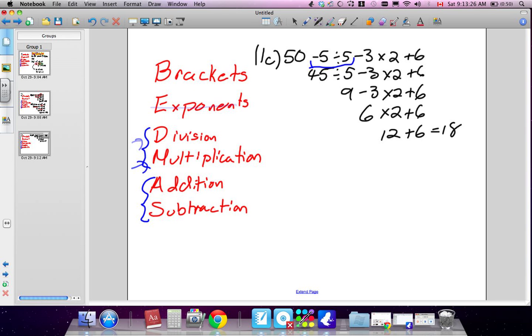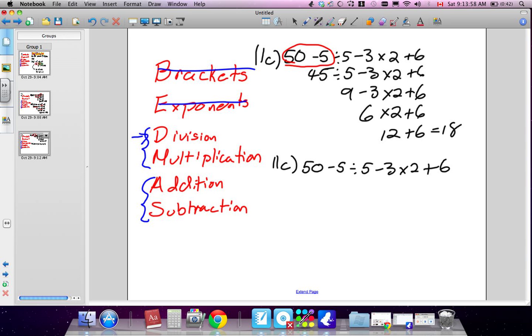No. Wait. What was the first thing they did to get 45? They subtracted 5 from 50. So they made a mistake right off the bat again. Okay? So, let's solve it ourselves. 11c. 50 minus 5 divided by 5 minus 3 times 2 plus 6. Now, this is where it gets tricky. We know we have no brackets, no exponents, and we knew we had to do division first. Okay. What are we technically dividing here?